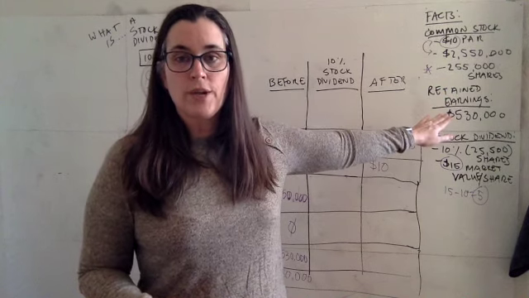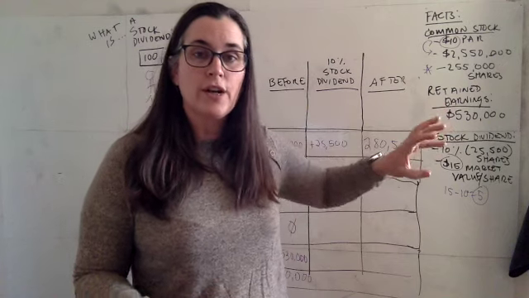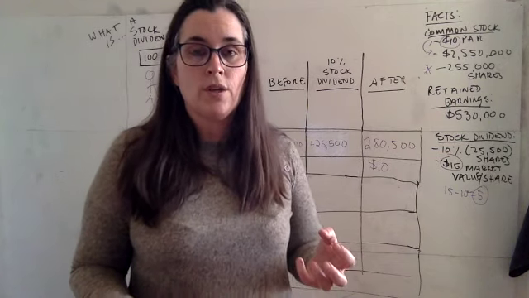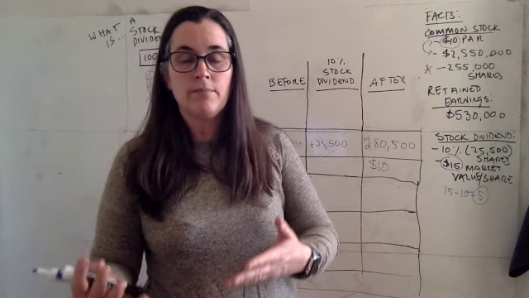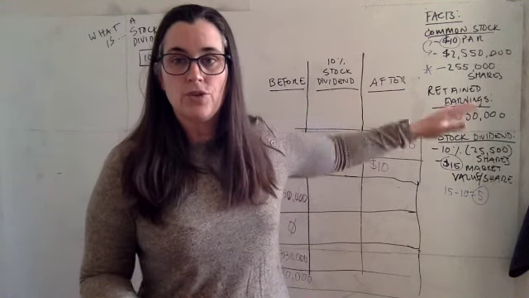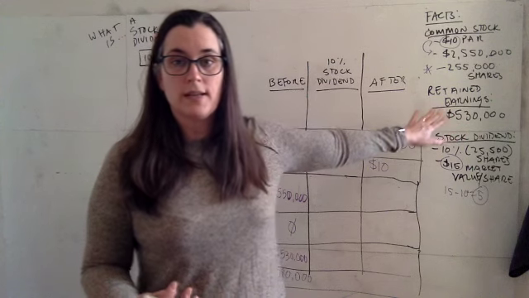Next, we're told the corporation has $530,000 of retained earnings. Remember, retained earnings are earnings that are accumulated over time. Okay, so revenue less expense equals net income. The income at the end of the period gets shifted into retained earnings. Okay, so this is what's on the balance sheet before the stock dividend.